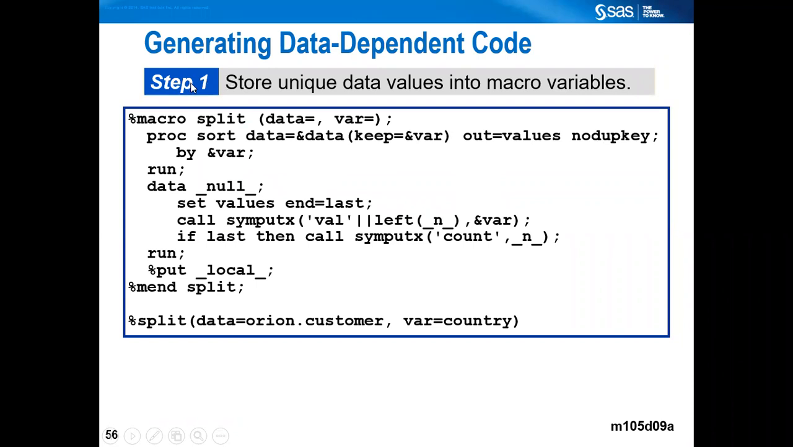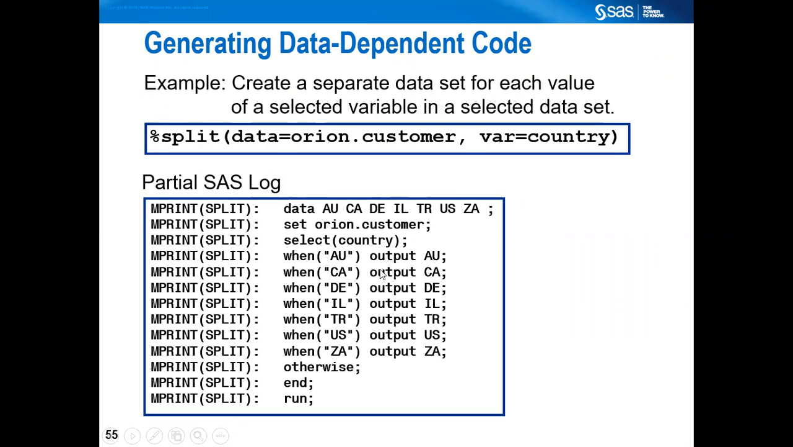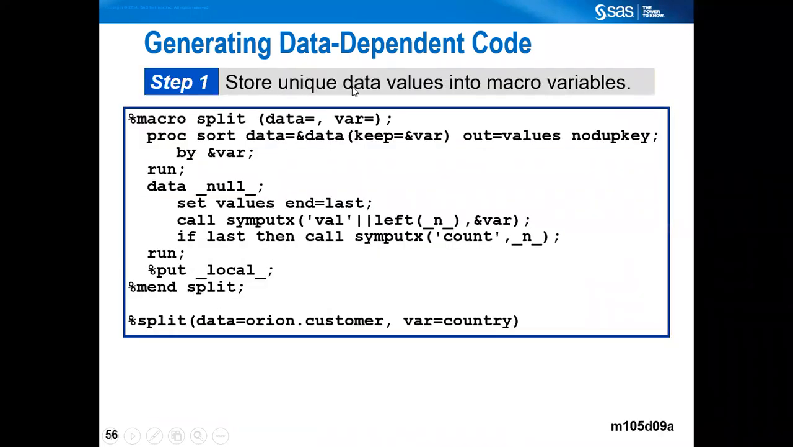If you want to do the same thing, you are going to create a macro called split. The first step is to store the unique data values into macro variables. For that, you create the macro split, and you give the parameters data and var. Within it, you write proc sort to sort your data. So ampersand data. Why is it ampersand data?